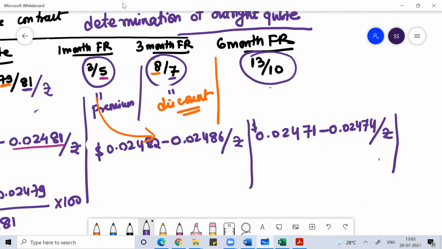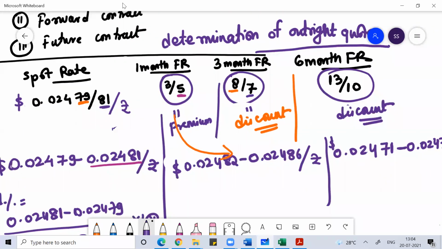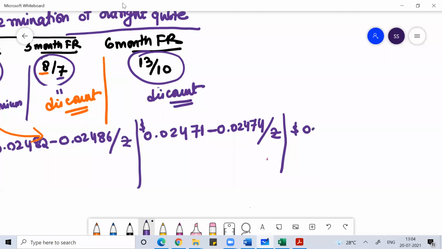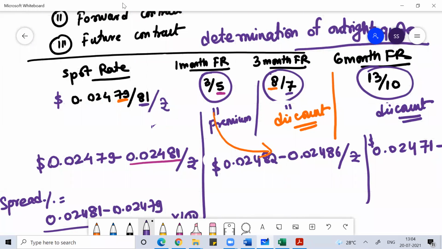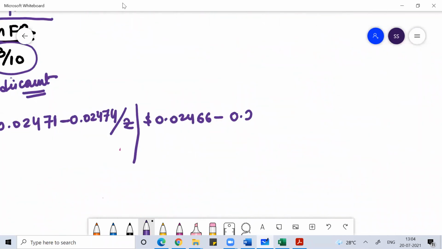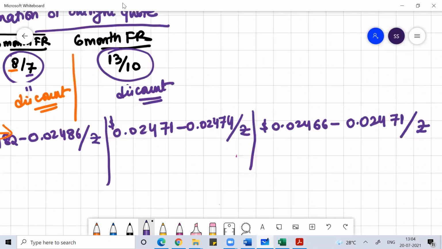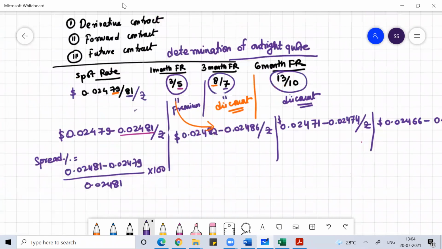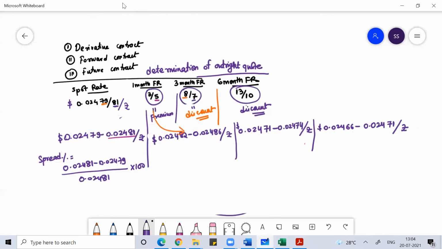Discount means minus. Premium means add. 13 by 10, again, this will be a discount. So what will be the exchange rate? 0.02479 minus 13 means 66, so 0.02466. And then you have 81 minus 10, 71, so 0.02471 per rupee. Clear, everyone? Ask me if anyone has any doubt.